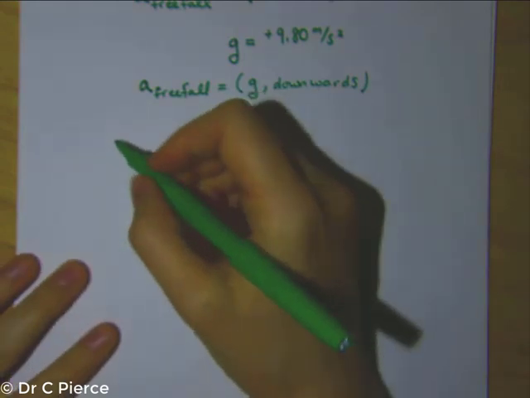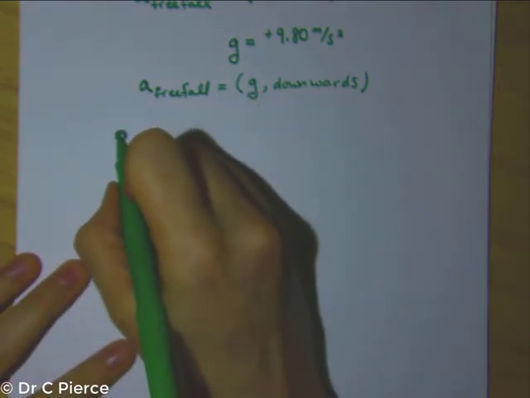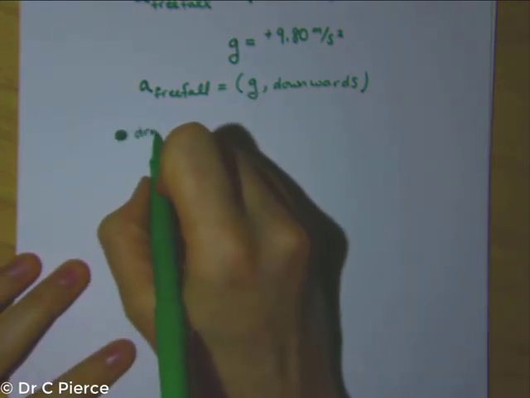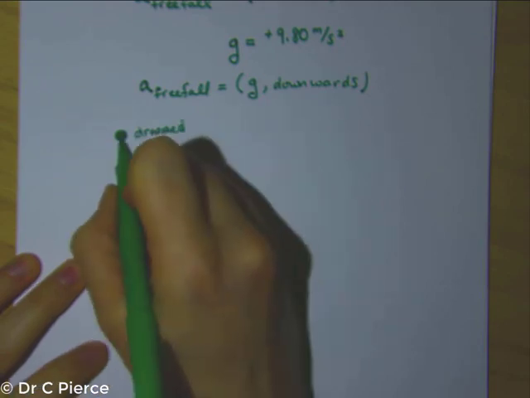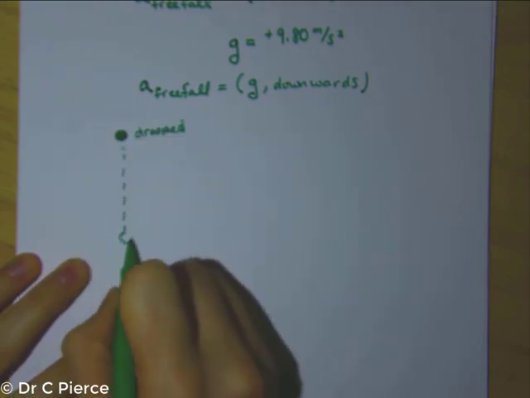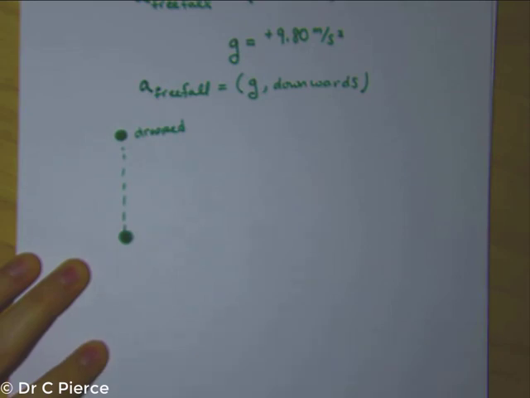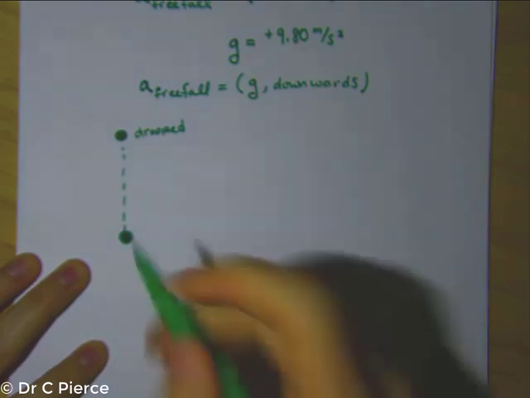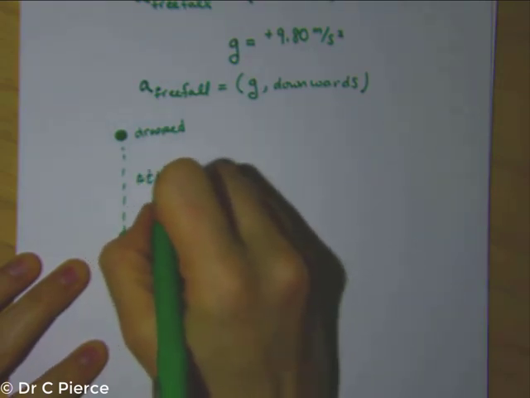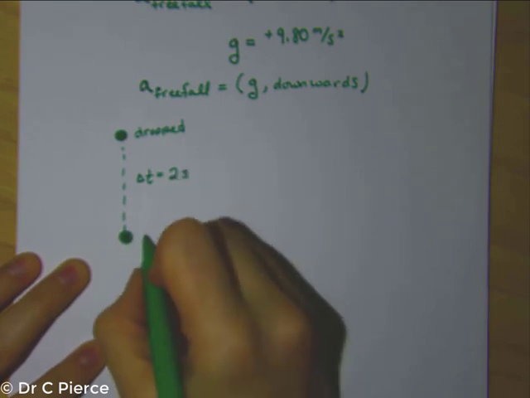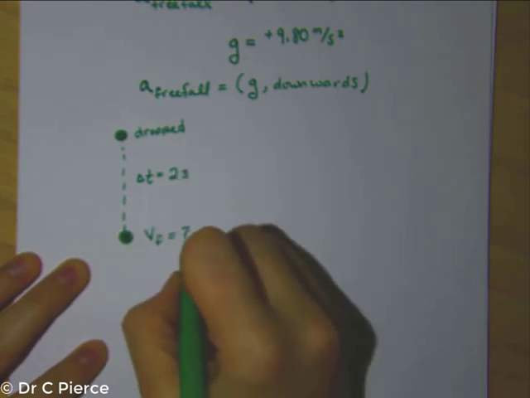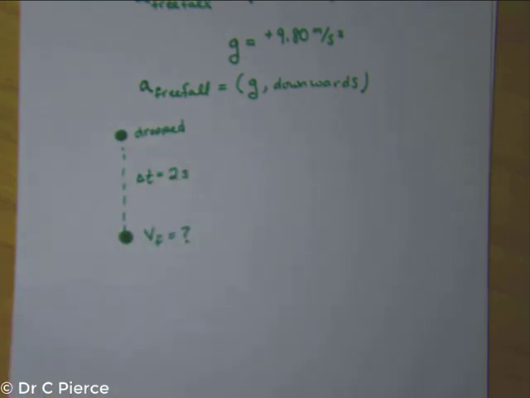So let's say that we have a ball that is dropped, and then we'll let it fall for 2 seconds and then find its final speed. VF is equal to question mark. All right, so that's what we have. Let's find the final speed.